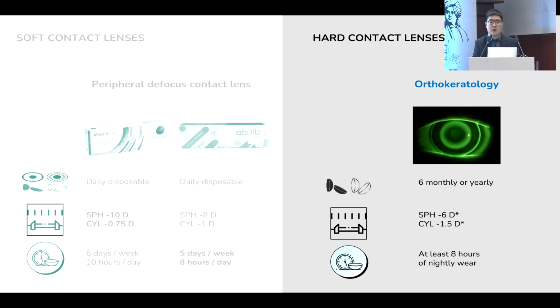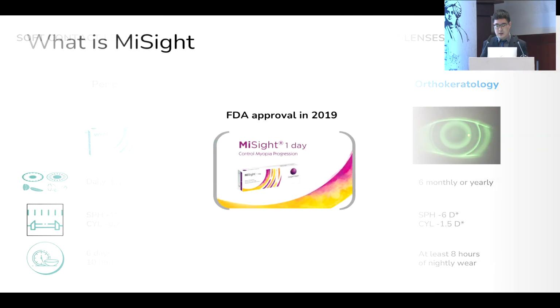Overall, the stipulated range is about 6 diopters, as well as a cylinder of minus 1.5, beyond which sometimes we can still try, but it might end up being uncomfortable because of too much pressure from the reverse geometry, or it might not be sitting well. And overall, they need to have at least 8 hours of wear at night. So those who sleep late and wake up early, it might not be that suitable.